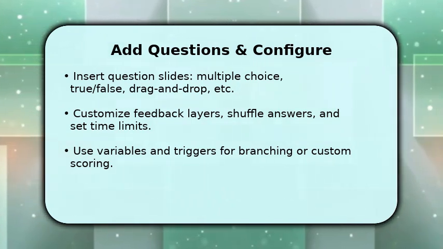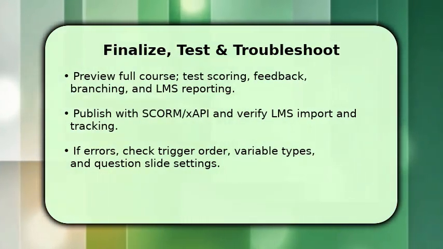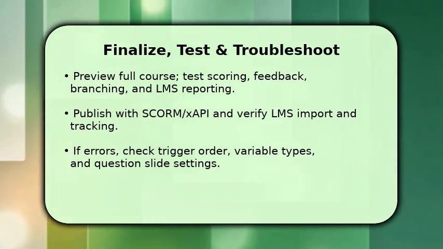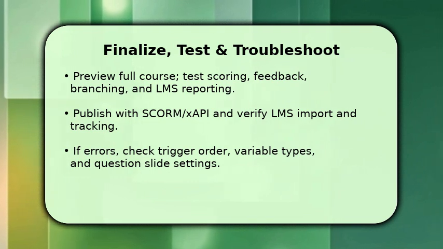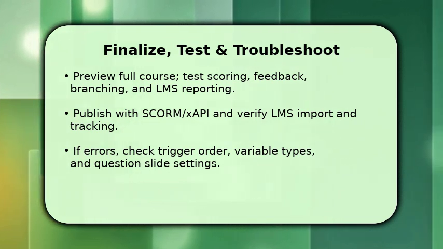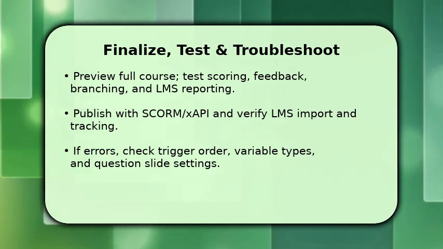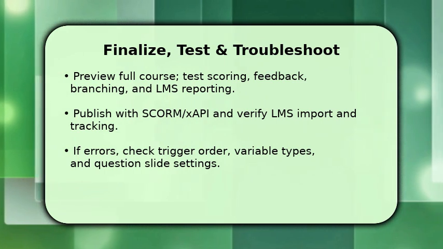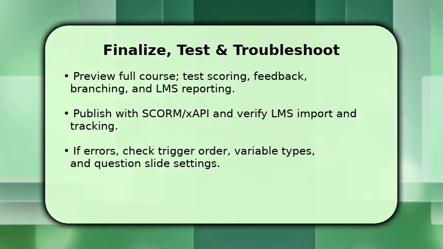Finish by previewing the entire module and running through every question to confirm scoring, feedback layers, and branch logic operate as intended. Publish using SCORM or xAPI, upload to your LMS, and verify completion and score reporting. If something goes wrong, retrace steps. Check trigger order, make sure variables are correct types, and confirm each question's correct answer and point settings. These are the most common causes of broken scoring.